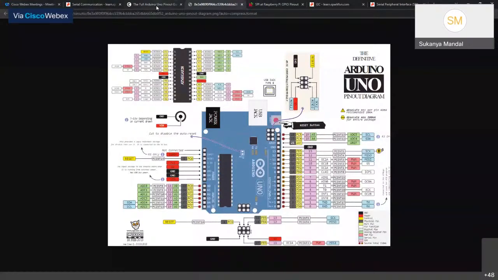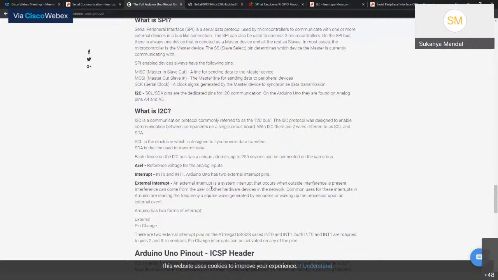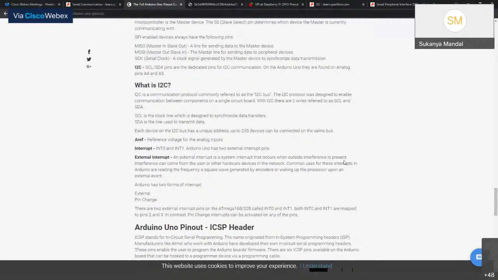And there's external interrupt as well. An external interrupt is a system of interrupt that occurs when an outside interface is present. So Arduino Uno has external interrupt enabled. You can use it depending on the requirement that you would need.